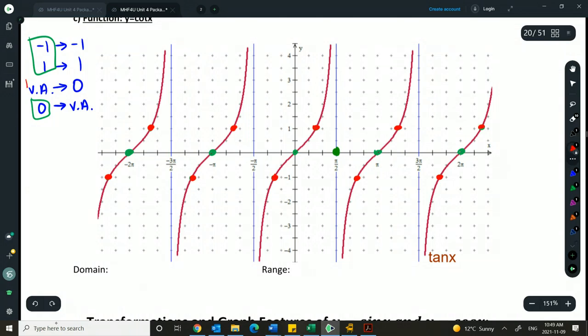All the x-intercepts that I just marked off become vertical asymptotes. So this becomes a vertical asymptote of my new graph. Same thing here. Same thing here. Same thing here. And here.